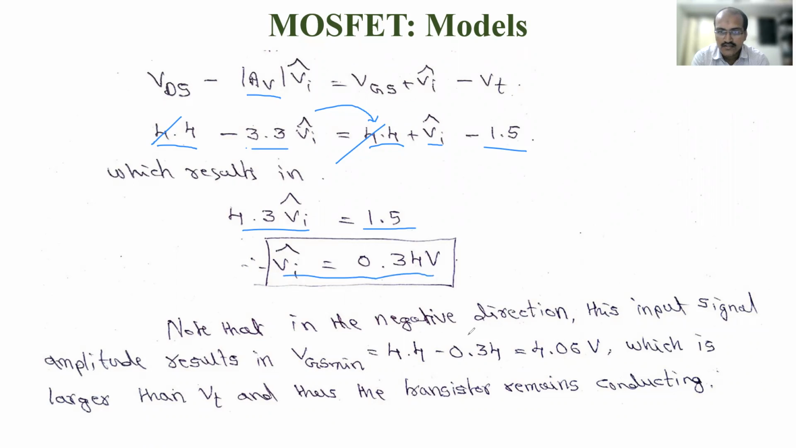So meaning in the negative direction, this input signal amplitude results in VGS minimum equal to, okay? So we'll substitute now VDS minus that, no?